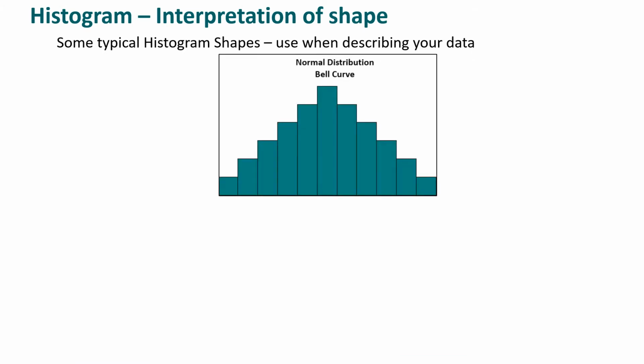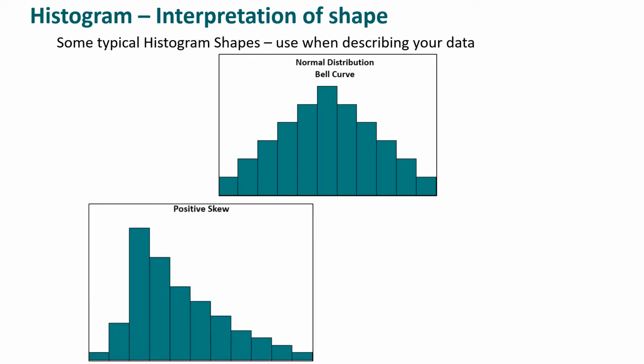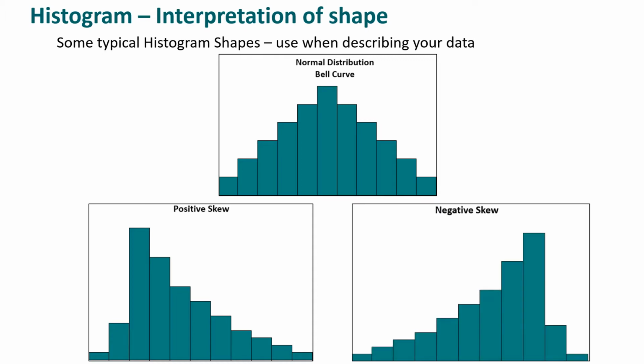When you're interpreting the shape of your histogram, there are particular names used to describe the pattern in the data. The example here is what's called a normal distribution or a bell curve. This example here is called positively skewed data, where it falls away to the right. And then there's negatively skewed, where the frequency is higher as we go along the x-axis.